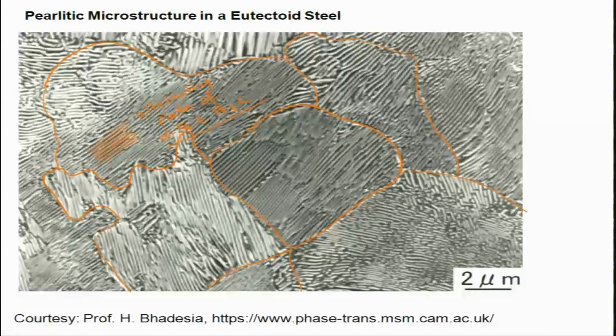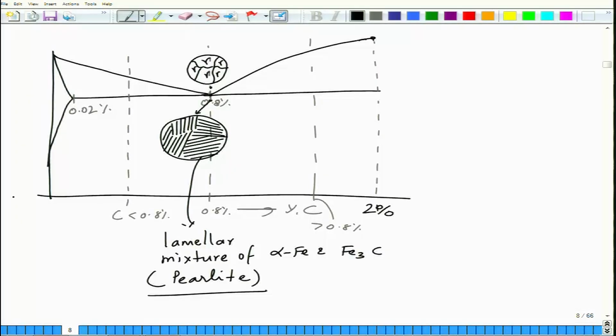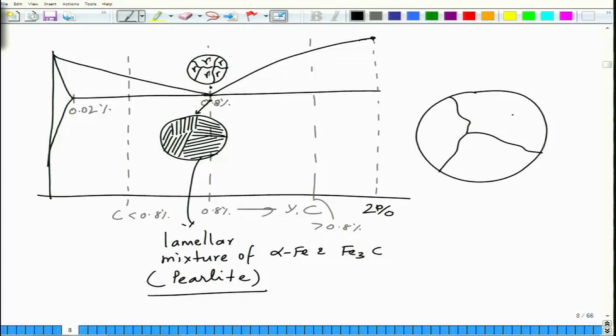And how do these pearlite colonies grow? You start with a microstructure in which you have these gamma grains. I'll just draw these 3 grains. Originally it was gamma, and at the grain boundaries of gamma you have the sudden growth of these 2 plates. So these plates grow in this fashion.